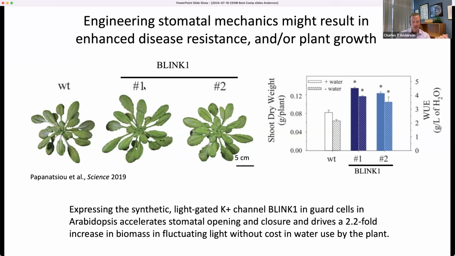And when they engineered this into plants and grew them under water limiting conditions, they found that the plants were more efficient at taking up CO2 if they contained this BLINK1 channel, which is a pretty cool way to make the stomata respond faster to changes in light availability or water availability, for instance.